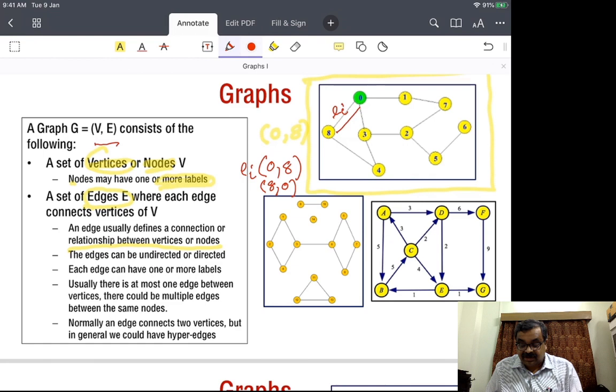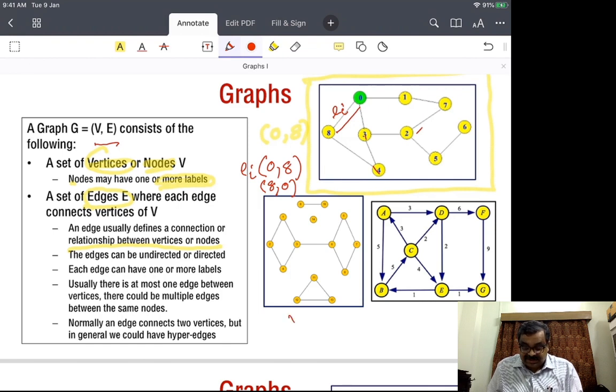This graph is an undirected graph and contains 9 nodes, and how many edges? 1, 2, 3, 4, 5, 6, 7, 8, 9. I'm sorry, there are 9 edges and 9 nodes in this graph.